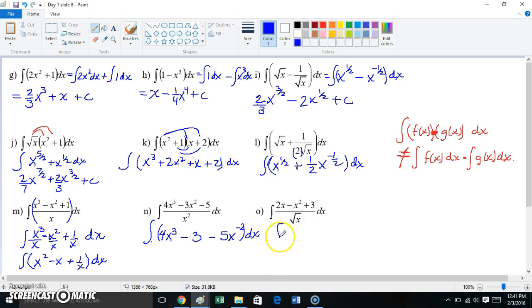All right, last one, O. We'll look at the integral of 2x to the 1/2 minus x to the 3/2 plus 3x to the negative 1/2. Okay, good luck with those last 5 integrals, and that's it for 6.1.